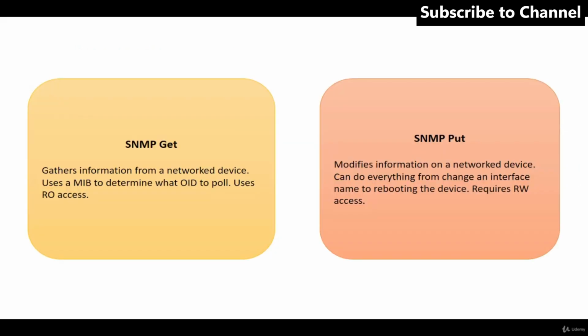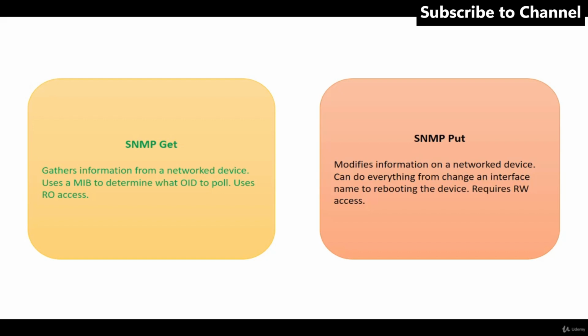So now that we've talked a little bit about the different SNMP versions, let's talk a bit about managing network devices in detail. There are two methods of using SNMP from a network management station: SNMP get and SNMP put. The SNMP get, as is clear, gets information from the managed device. It uses the MIB to determine what object ID, or OID, to use, and it uses read-only access to get this information. The SNMP put allows you to put or change information on the device.